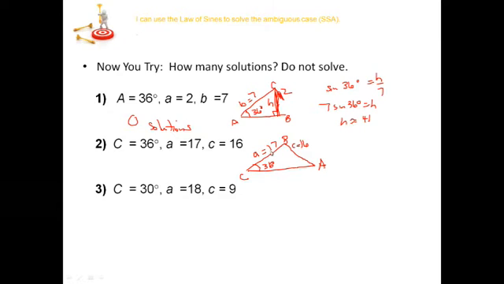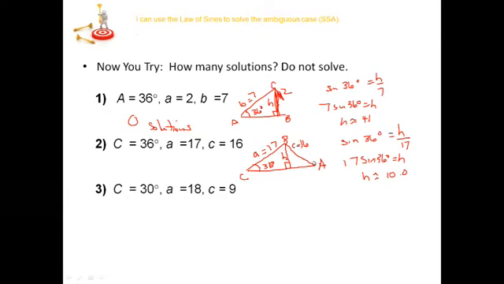So I'm comparing A and B. I see that C is less than A. Let's compare now C to my height. So in this case, I get sine of 36 equals h over 17. So 17 sine of 36. And if I calculate that out, I'm going to get an h of about 10.0.